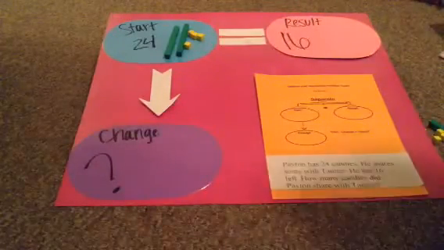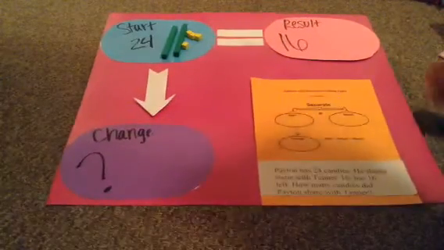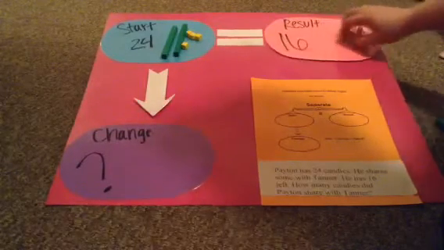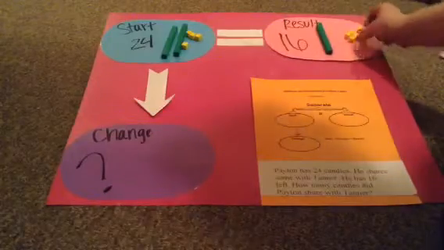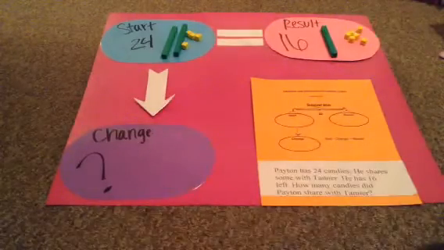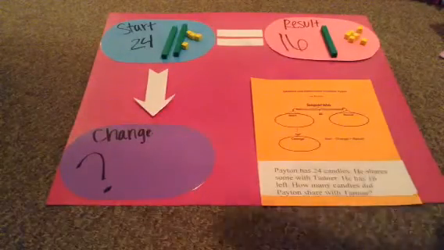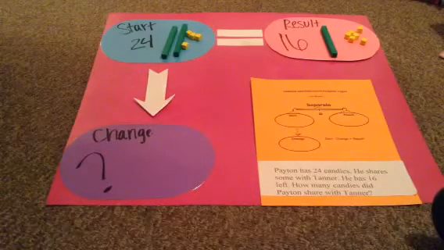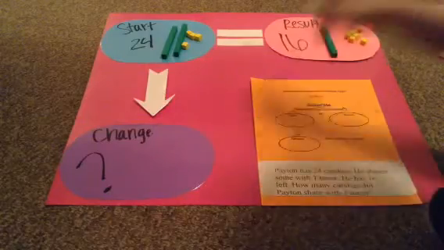So let's show that with our base 10 blocks. We have 6 ones, 1, 2, 3, 4, 5, 6, and 1 ten. Okay? So now we know that we have 24 starting out with and 16 in the end.